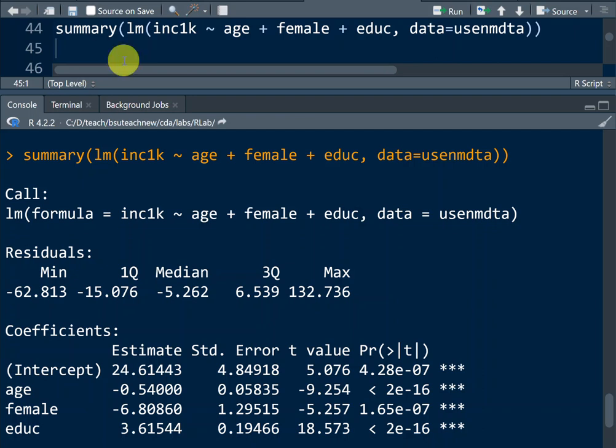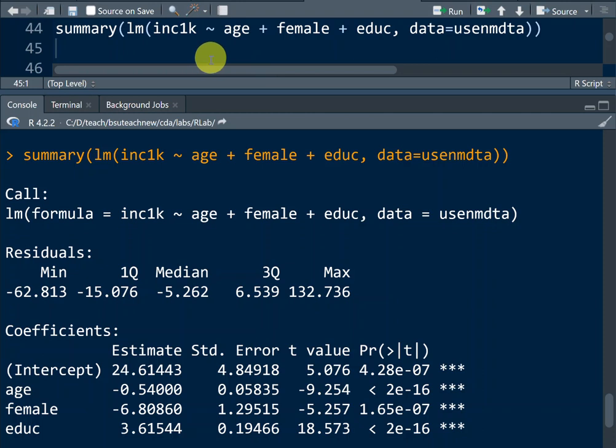So let's look at a concrete example in RStudio. Here, I'm going to run a regression. The continuous response variable here is income, measured in $1,000. And here we have three covariates: age, measured in years; female, a dummy variable with one coded as female, zero coded as male; and education, measured in years of education. The data we use is the .dta file, after data management and cleaning steps.